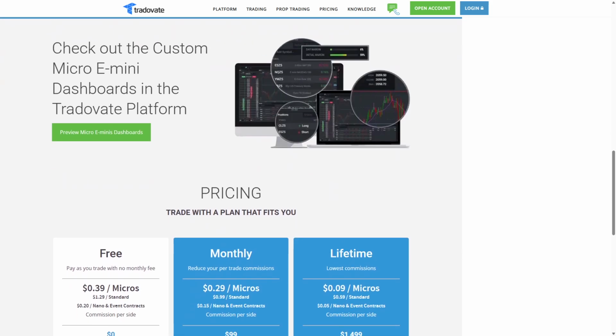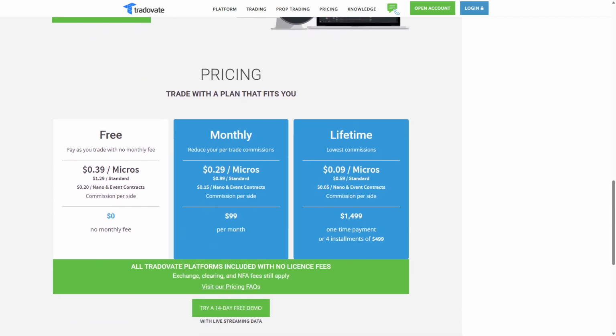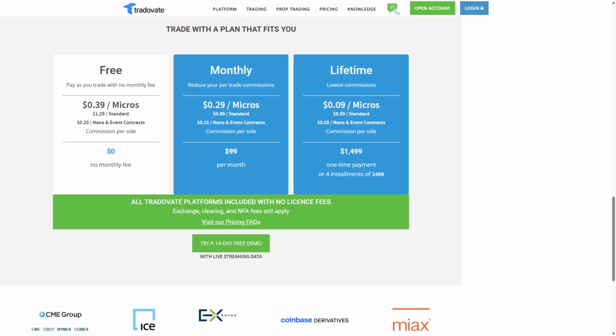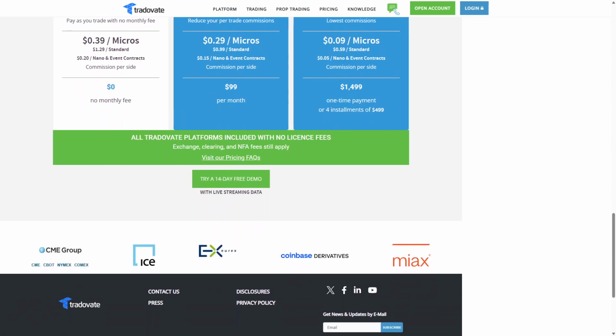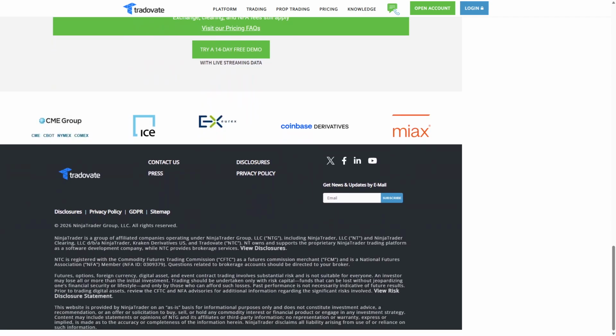Strengths include seamless order execution and a straightforward pricing model, which appeals to active futures traders. Tradovate's user interface is designed for speed and efficiency, reducing latency during high-volume trading. Limitations include fewer charting and social features compared to TradingView, focusing more on execution than analysis.